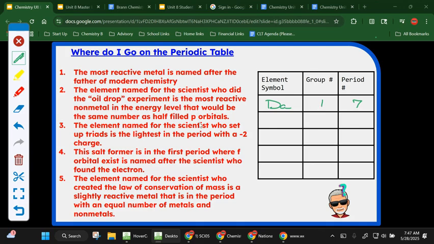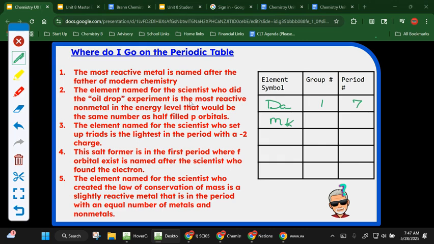Okay. The element named after the scientist who did the oil drop experiment. Millikan. Symbol. MK. Please be careful, ladies and gentlemen. There are a lot of terms on here with M. Make sure you are getting the right symbol. It sucks to get it wrong because you wrote down the wrong symbol even though you knew what the answer was.